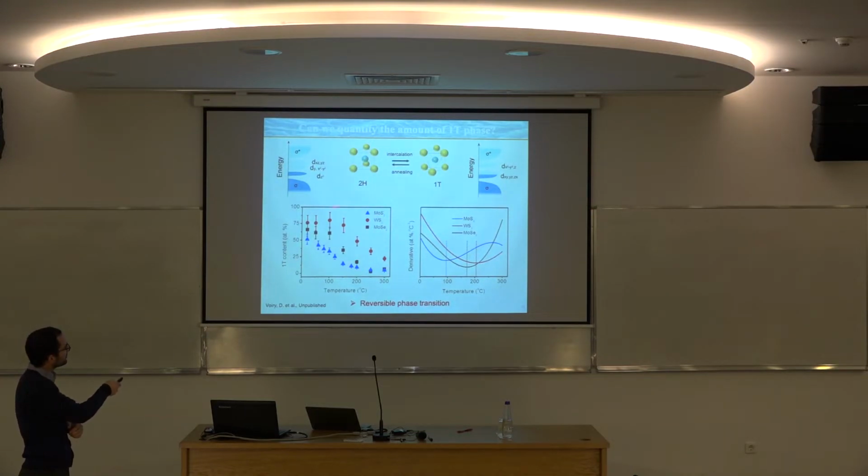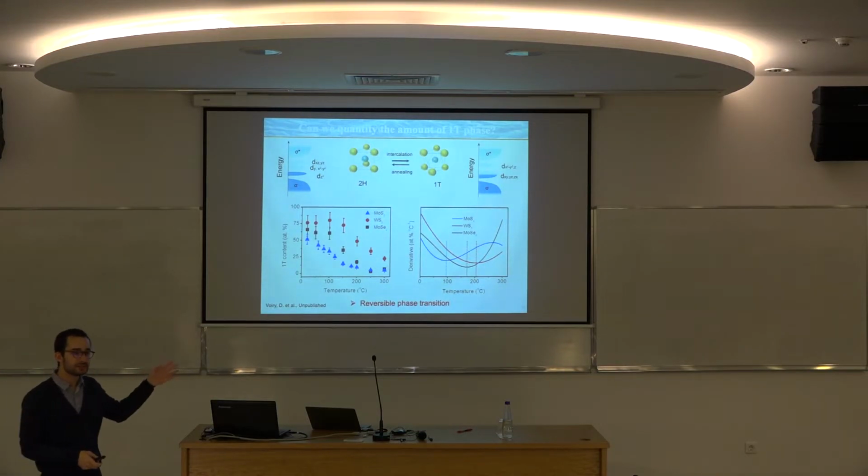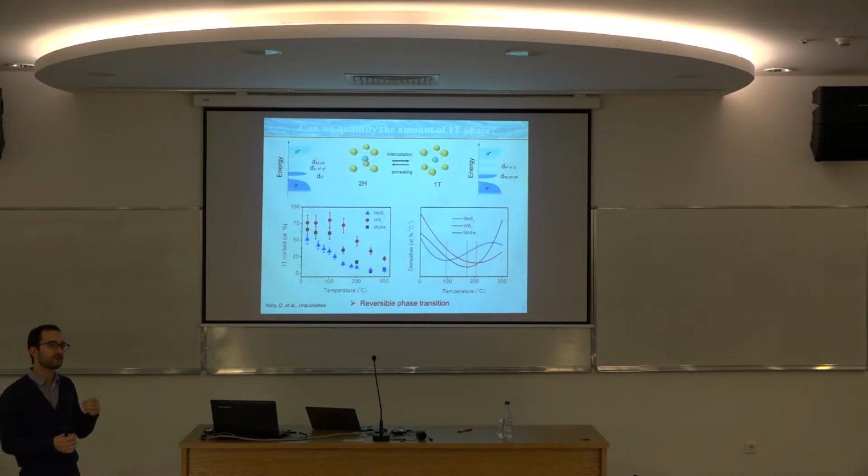If you take the derivative of this, then you can estimate the phase transition temperature, and we found it's about 100 degrees for molybdenum disulfide, I think around 160 for molybdenum diselenide, and about 200 for tungsten disulfide. And actually this agrees with previous measurements that have been obtained from differential calorimetry measurements.